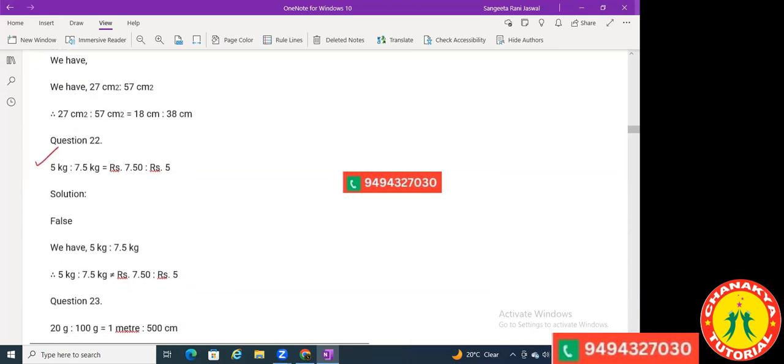Great. Now I'll do this one. 20 grams is to 100 grams, and 1 meter is to 500 centimeters. Others also, please. I don't want only Rishit and Switesh to answer. I want others also to answer. Everyone has to do the question. This time Aishwarya will be answering. Yes, ma'am. Do this question. I want the answer from you, Aishwarya.